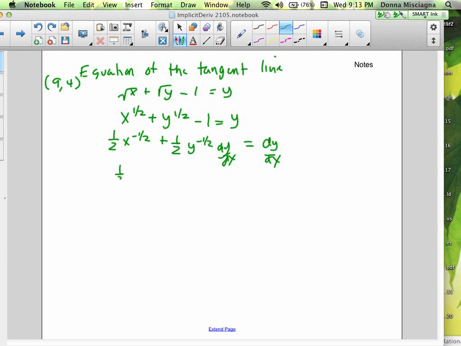So this would be 1/2 x to the negative 1/2 equals dy dx minus 1/2 y to the negative 1/2 dy dx. We will factor out the dy dx. And I'm going to change that x to the negative 1/2, I may as well at this point make that a radical. 1 over 2 square roots of x equals dy dx. And then we factor that out.